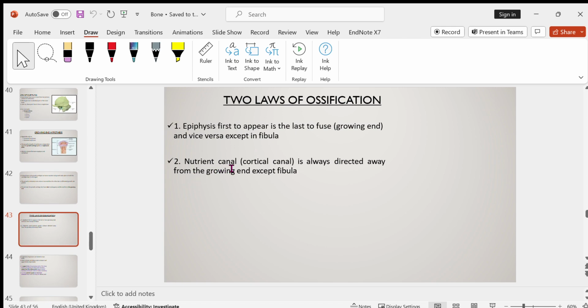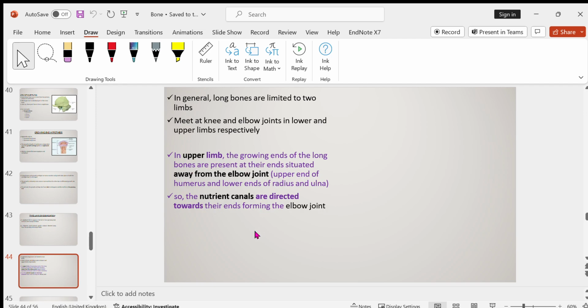Now another fact is that the nutrient canal is always directed away from the growing end, and then again the fibula is an exception. Hence, in the upper limb, we can see that the growing ends of the long bones are present at their ends situated away from the elbow joint. That is, the upper end of the humerus and the lower ends of the radius and ulna are the growing ends. So, nutrient canals are directed towards the elbow joint.